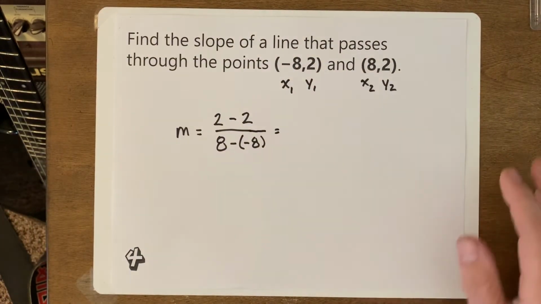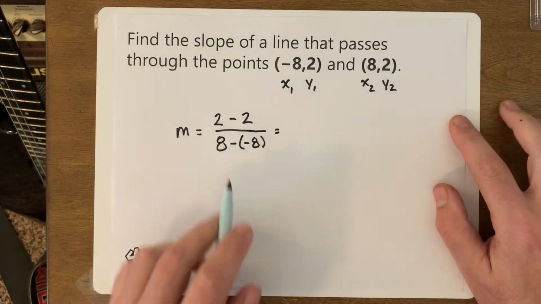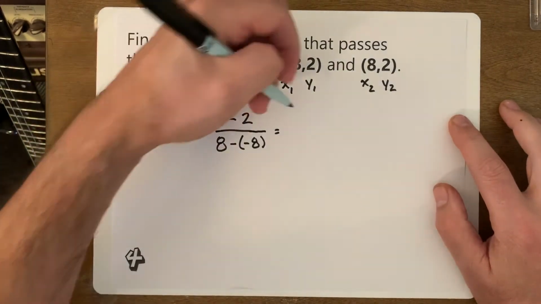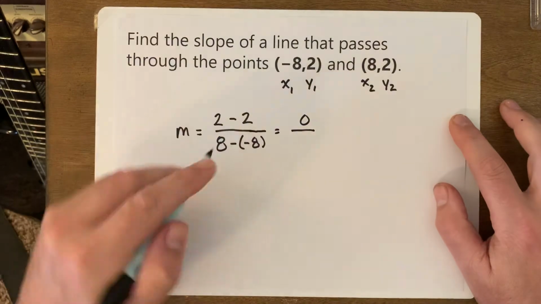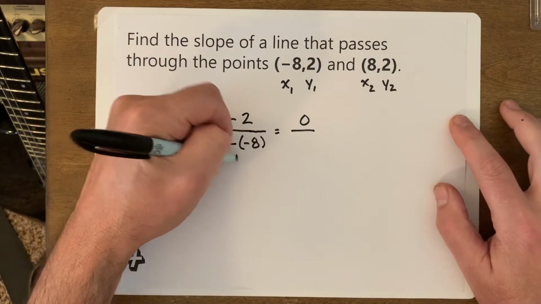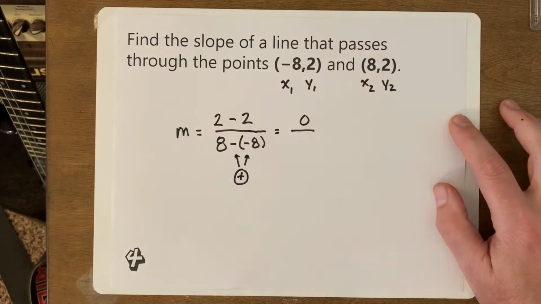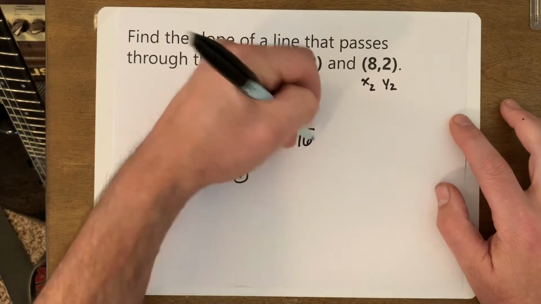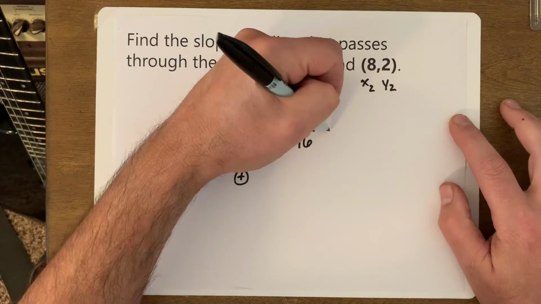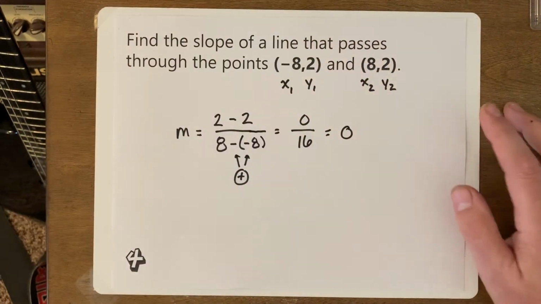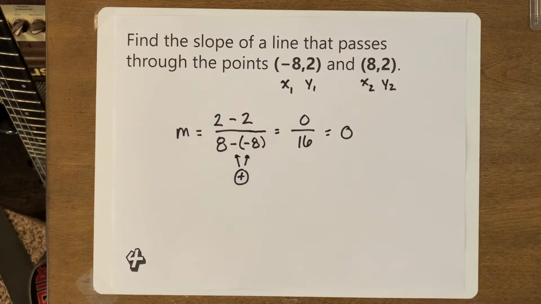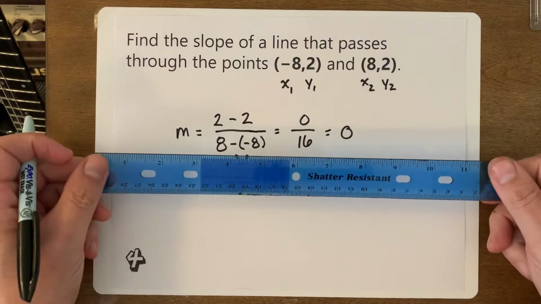Common source of error there. All right, so here's where I'm at. I have 2 minus 2, which is 0. 8 take away negative 8, these 2 negatives we know becomes a plus. And so that's really going to be 16 down here. But if you look at it, 0 divided by 16 is 0. So my slope is 0, which means my line is going to be horizontal like that.